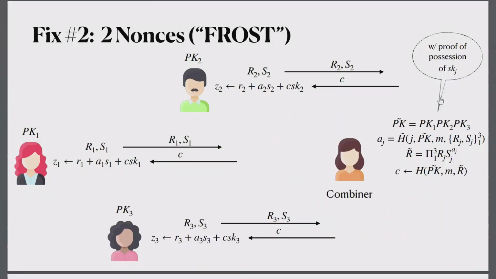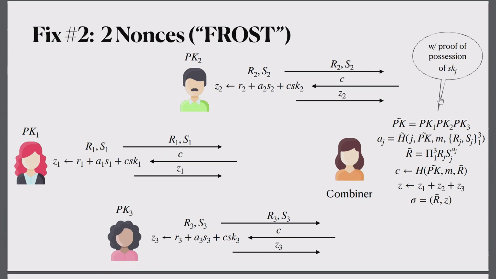From here, the combiner computes the hash value c as usual, sends it to the parties, and then they compute their z values as follows. So you notice the little r and little s times this a value. Then they send their value z, and everything is like before.